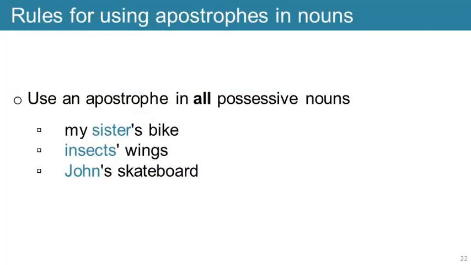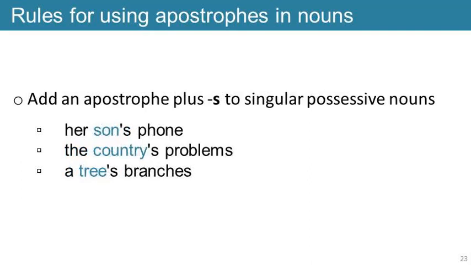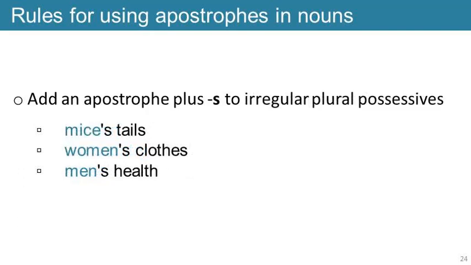Okay, let's summarize the rules for using apostrophes in nouns correctly. Firstly, use an apostrophe in all possessive nouns. My sister's bike, insect's wings, John's skateboard. Secondly, add an apostrophe then S to singular possessive nouns. Her son's phone, the country's problems, a tree's branches. Thirdly, add an apostrophe then S to irregular plural possessives. Mice's tails, women's clothes, men's health.